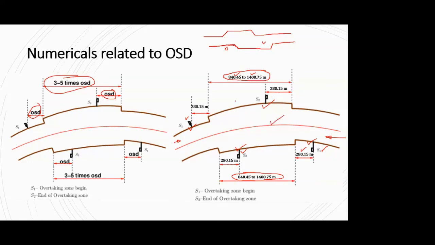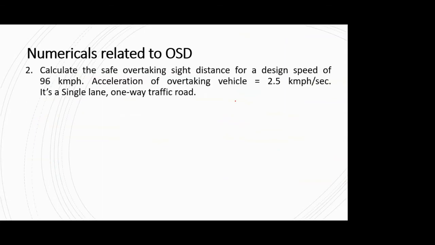So this is the numerical. The second numerical, I'll just give the question and you can solve it on your own, because it's pretty much straightforward. You have to calculate the safe overtaking sight distance. In this case only OSD is asked; there is no question of overtaking zone. The design speed is given as 96 kmph, and the acceleration of the overtaking vehicle is given, in kmph per second, which comes out to be 2.5.